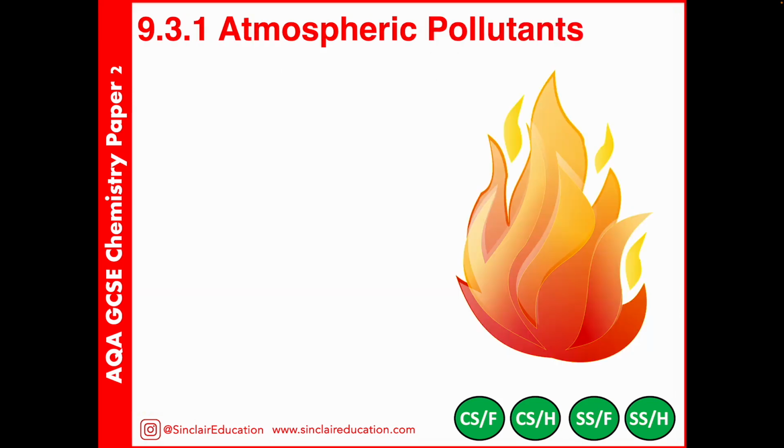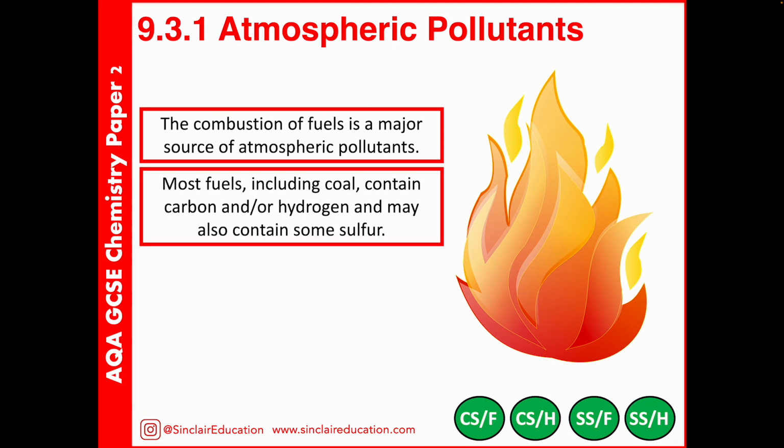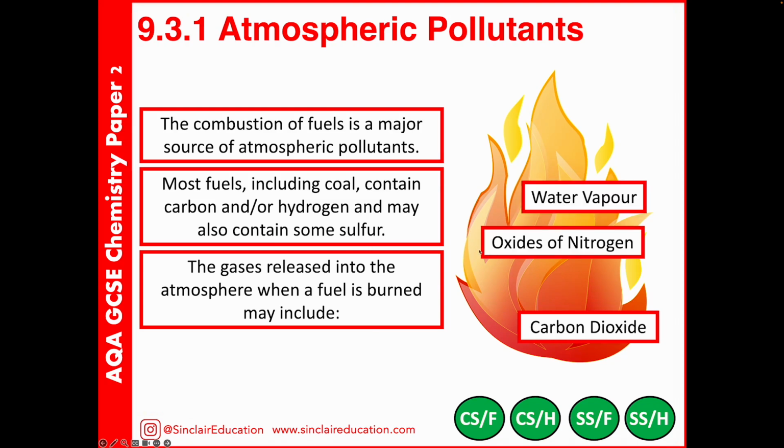We need to also be aware of atmospheric pollutants. The crucial thing is how they form and the problems that they cause. Now, for the most part, combustion of fuels is where these atmospheric pollutants are coming from. So generally, the fuels that we burn, such as coal or oil, will contain a huge proportion of carbon, some hydrogen, but they will also sometimes be contaminated with a bit of sulfur, and that has consequences. So when we burn a fuel, we can make carbon dioxide, water vapor, oxides of nitrogen, and we'll look at why this happens in a moment.